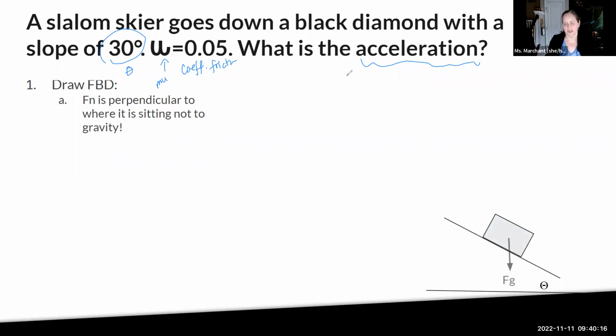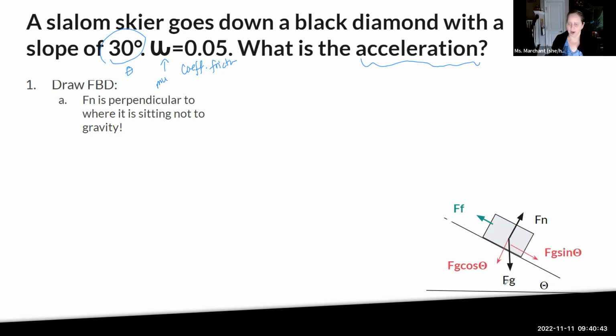Force of gravity straight down, force of normal perpendicular to the surface. Okay, and then some of them will have a force applied, whether or not there was an engine or physically applying a force. If you're pushing an object down the ramp as a mover, you would have a force applied. The skier does not. He just has the force of friction, opposite the motion. Separate out into my component forces.